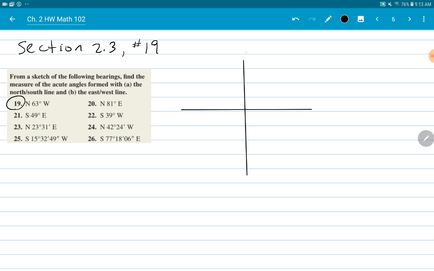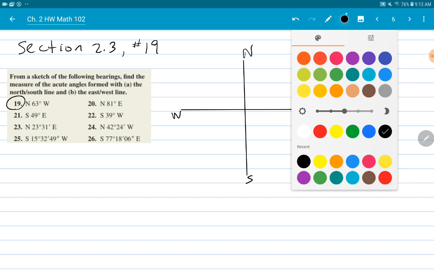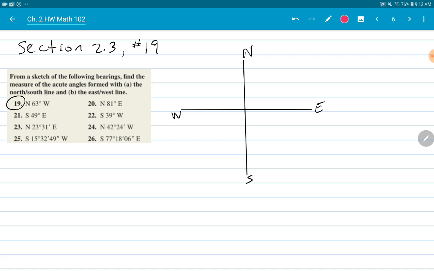that north, east, south, west. I can never remember these, so I always use a trick in my head: never eat shredded wheat, to remember north, east, south, west. So once I have that labeled, then looking at number 19 for our example.